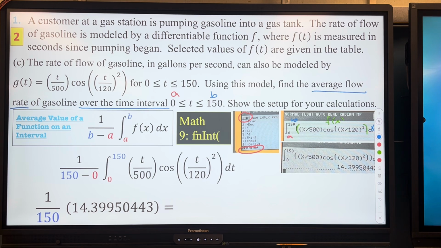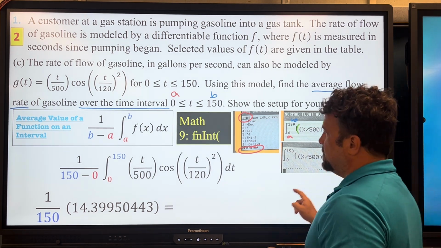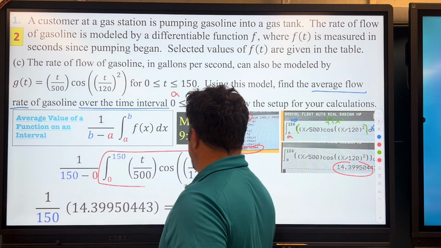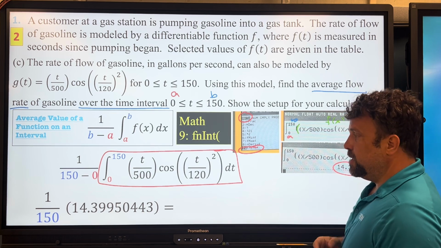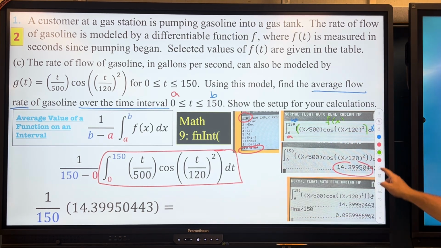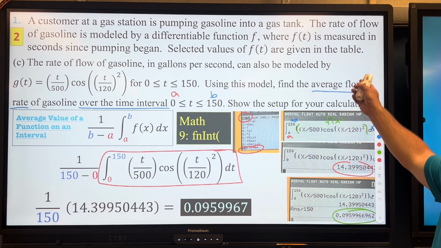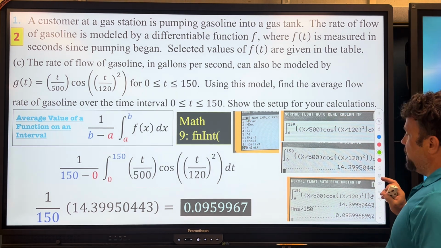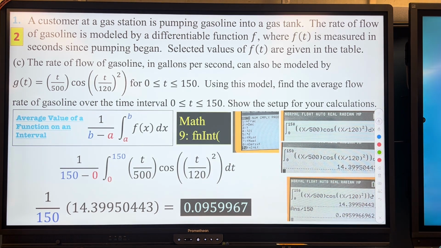Now here's the key. This is just this part right here. Don't forget about your 1 divided by 150. So you have to take that number divided by 150. Do that right in your calculator, and you get 0.0959967. And that shows the setup to your calculations. It shows how all the work is done, and now you get credit for a nice, easy question.